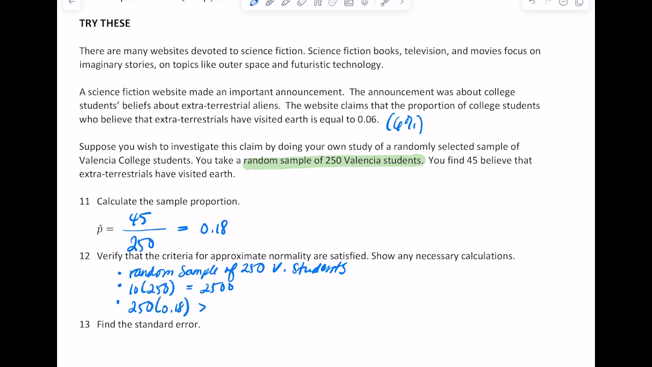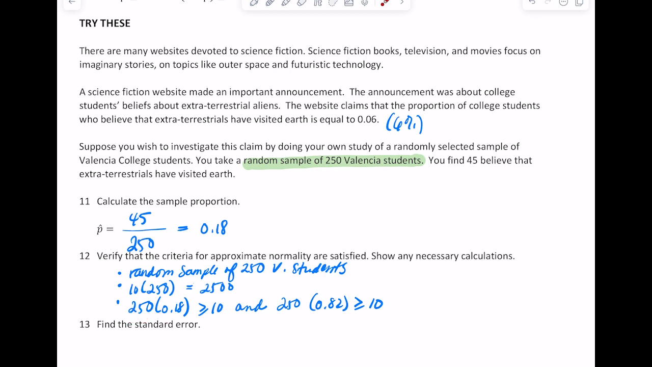The area under the normal curve is 100%. Theoretically, this curve goes forever towards positive infinity and negative infinity. We need to check that n times p hat and n times 1 minus p hat are greater than or equal to 10. If we do a really quick check, 250 times 0.18 is 45 and 250 times 0.82 is 205, both much bigger than 10.